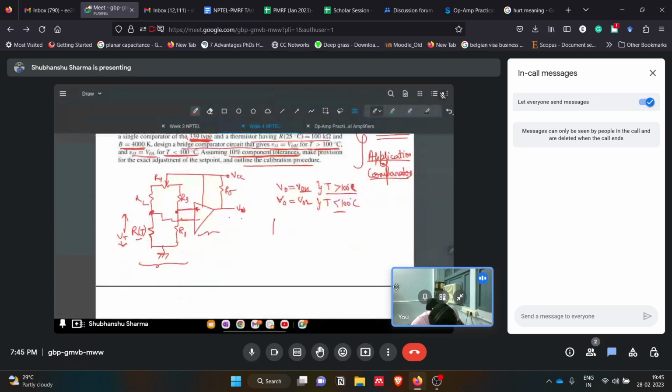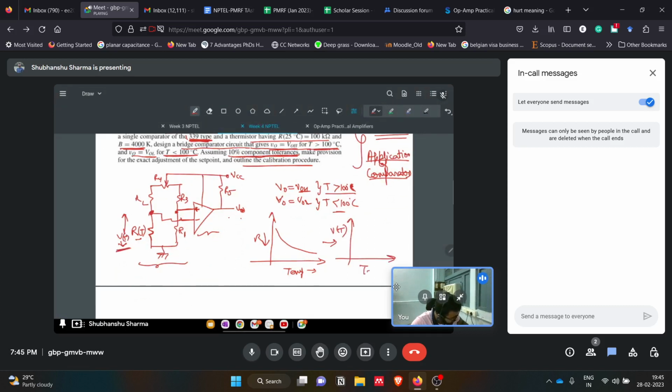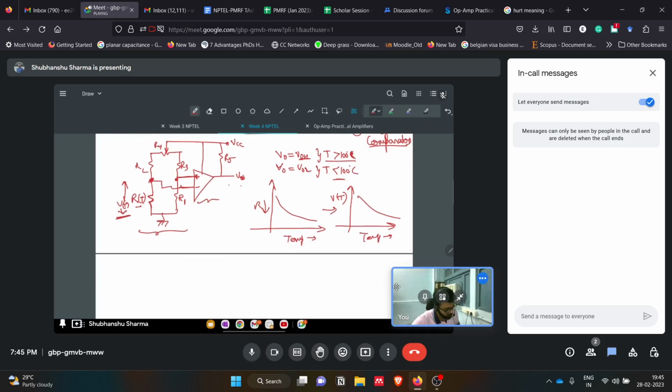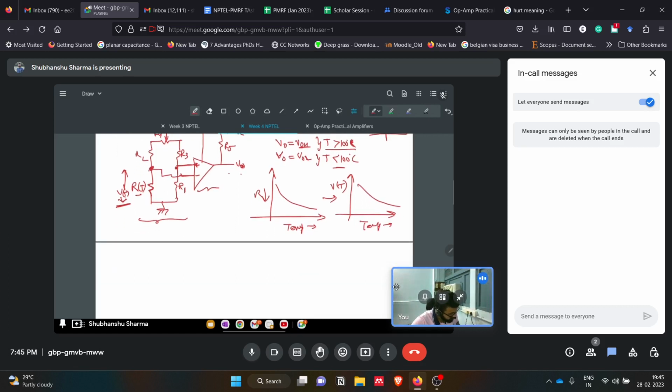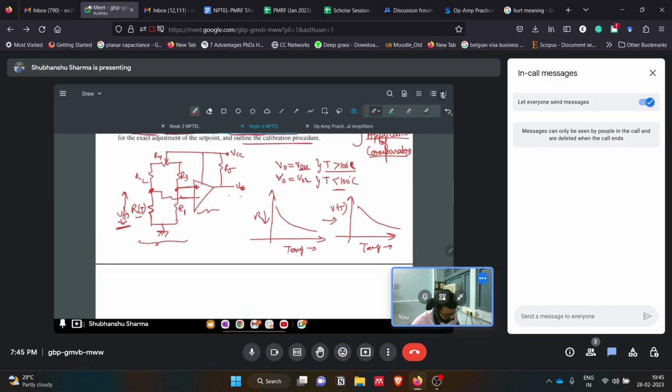One more thing, the thermistor characteristics is like this. So this is temperature, this is resistance dropping. If we talk about the voltage, that is VT, this voltage VT. So once the resistance is dropping, then the voltage across that thermistor will also drop. So it is also like this. So this is the reason why, since the temperature is increasing, the voltage across the thermistor is decreasing.